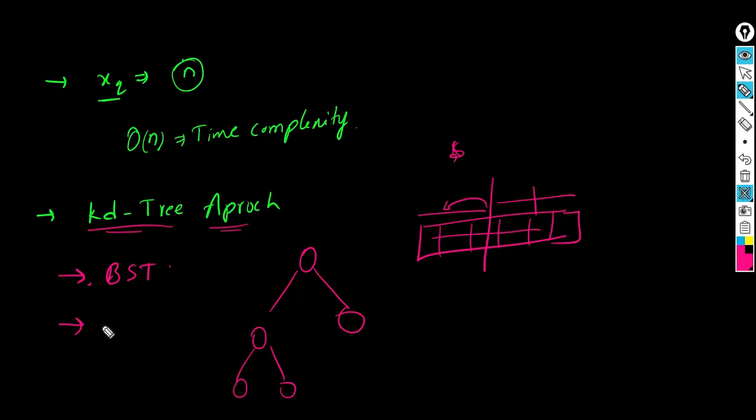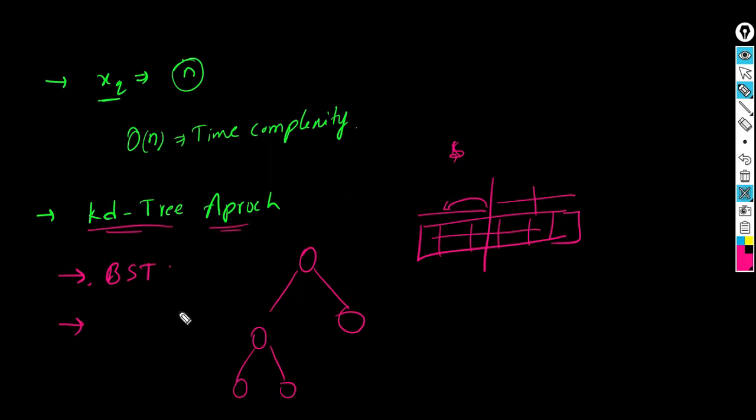And also, we will create a space for every point in the data by using axis parallel lines. In this way we can reduce the time complexity.